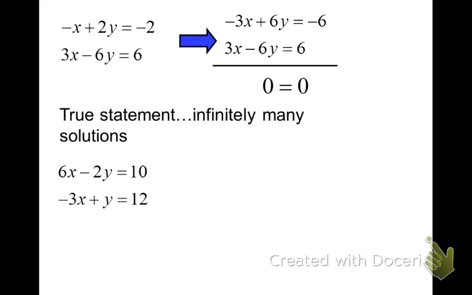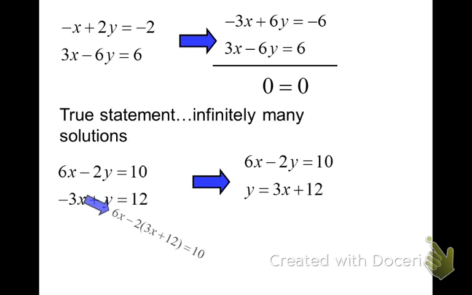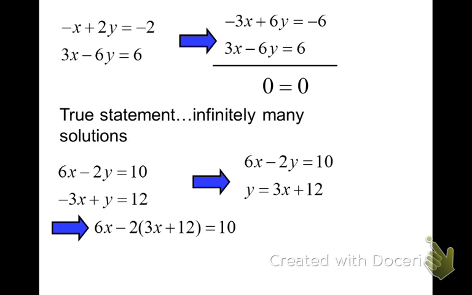And in this one, it looks like I might want to use substitution because the y in the second equation is by itself. And if I use substitution and I plug it in, what I'm going to get when I simplify the left side, I'm going to get negative 24. So when I have 6x minus 2 times 3x plus 12, that ends up being negative 24.